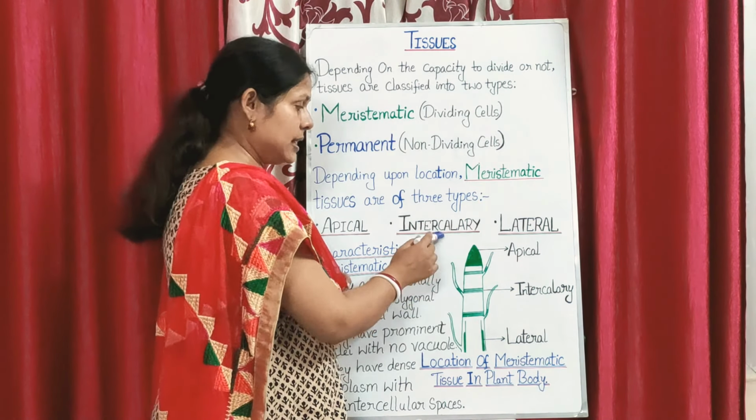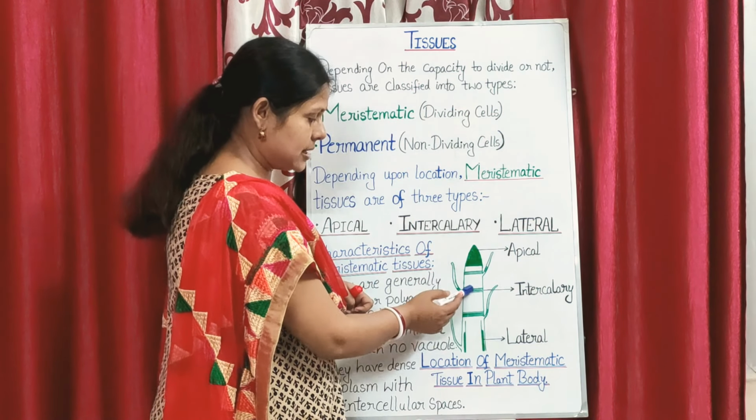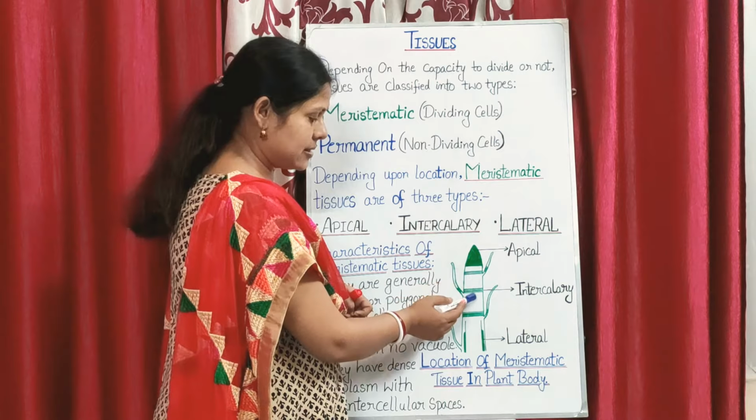And also intercalary meristem is present on the two sides of the nodes. These are the intercalary meristems.